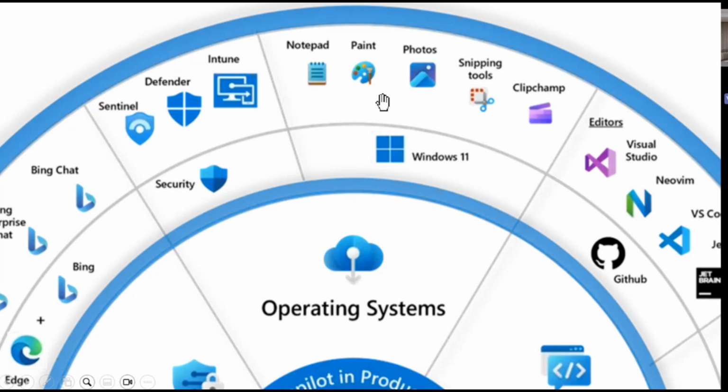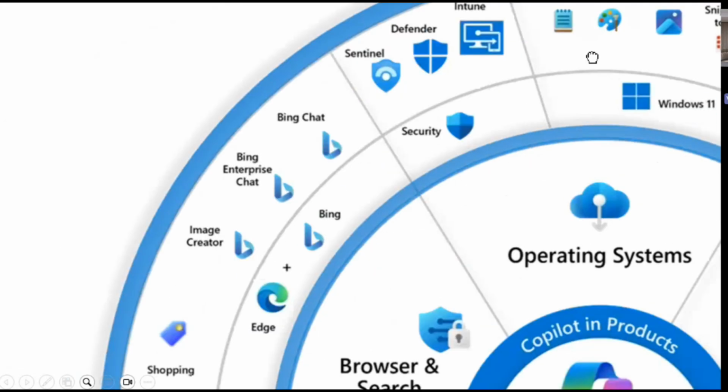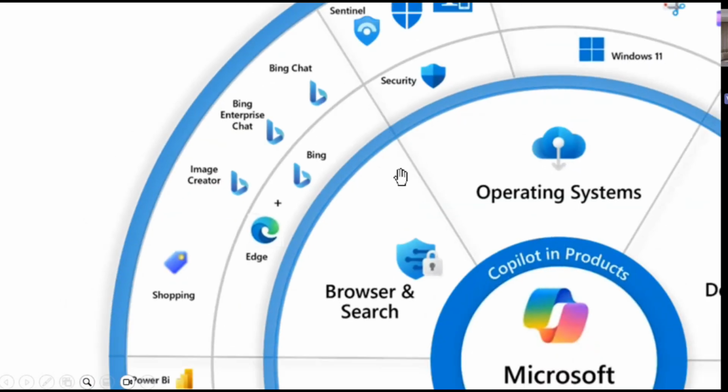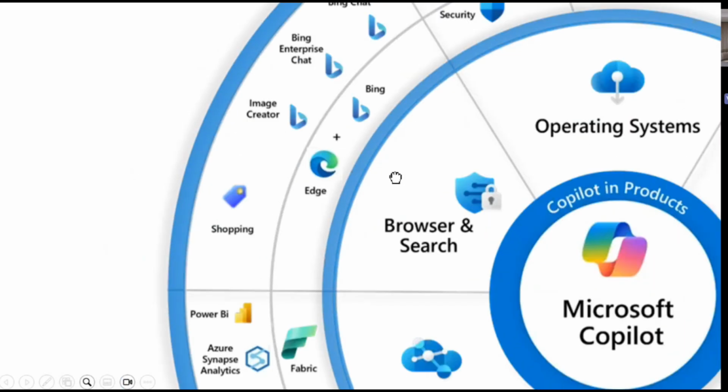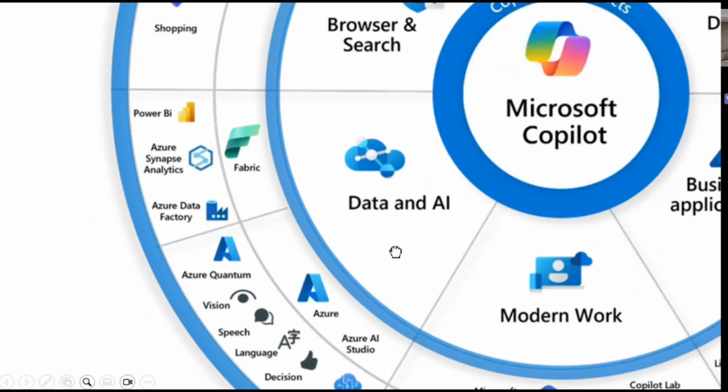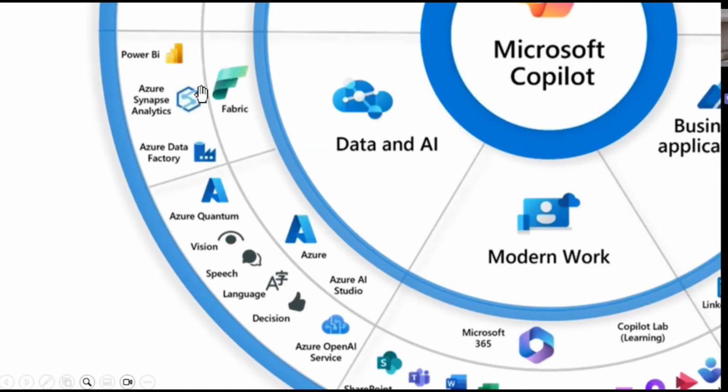Paint also is there, Photos also, Snipping Tool, Clipchamp for video editing and music. From a security standpoint, Intune is already there with Copilot integration. Defender is already there. Sentinel is already there. Bing Chat, as I talked, is already integrated. Image Creator too. I think you guys can explore and take a look at all of this. Data and AI, as I talked, Fabric and Azure are all integrated. So Copilot is now everywhere.